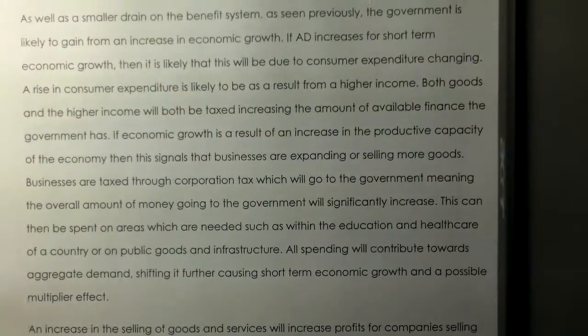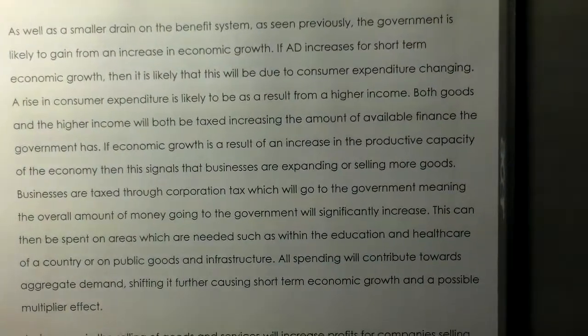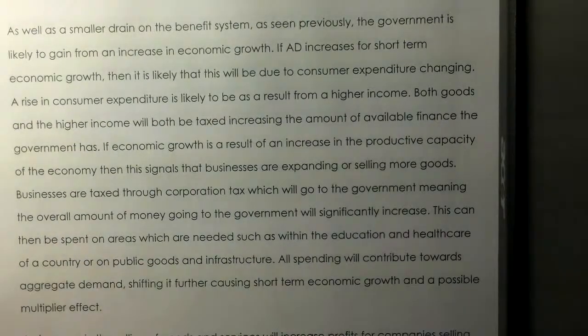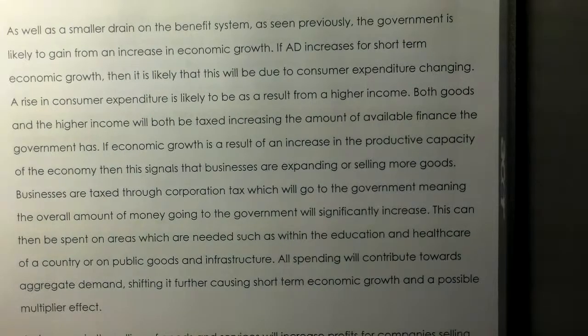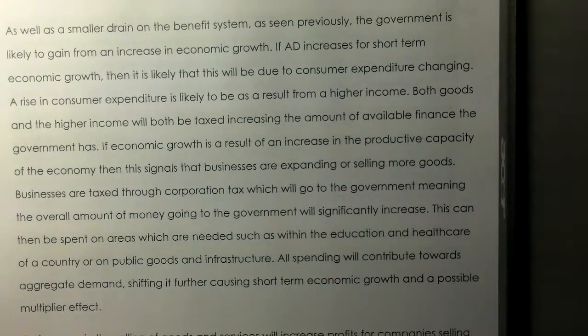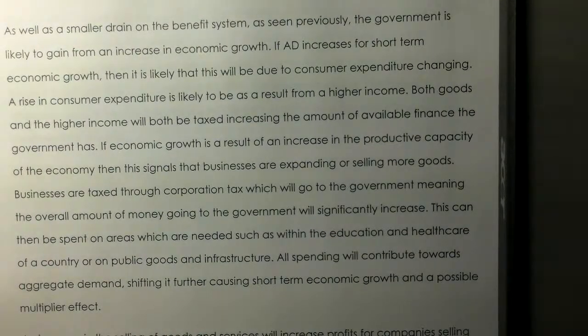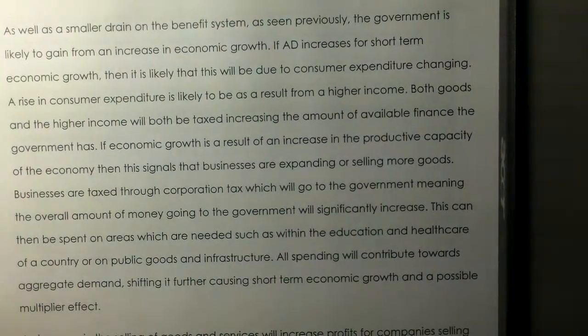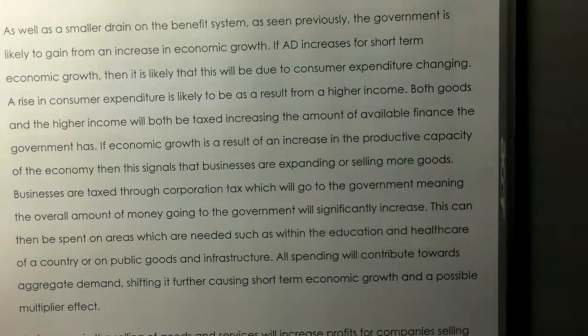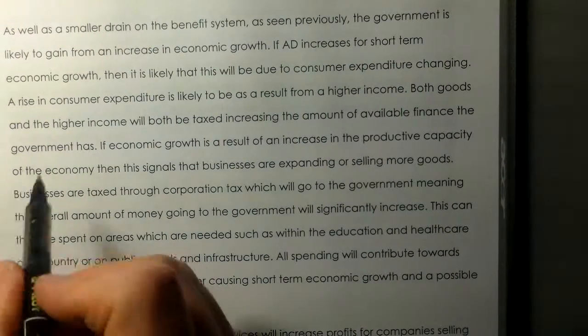The essay goes on to say, as well as a smaller drain on the benefit system, the government is likely to gain from the increase in economic growth. If AD increases for a short-term economic growth, it is likely that this will be due to consumer spending. A rise in consumer expenditure is likely to result from a higher income. Both goods and higher income will be taxed and increase the amount of finance the government has. If economic growth is a result of an increase in productive capacity, then this signals the businesses are expanding or selling more goods.